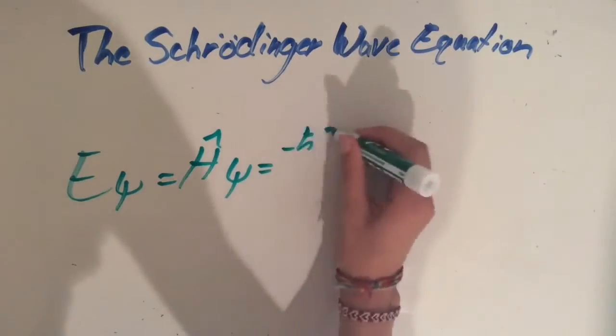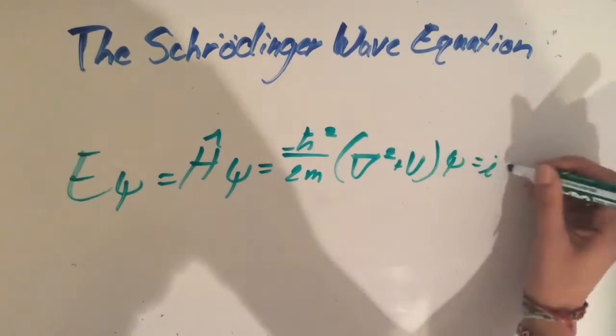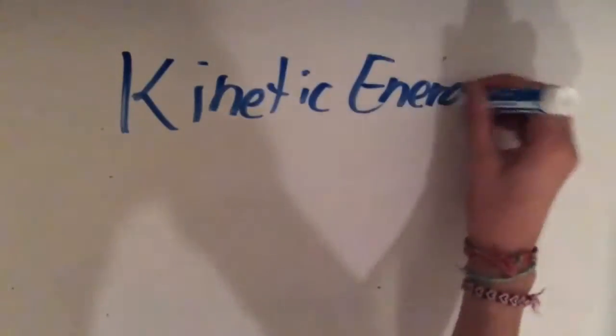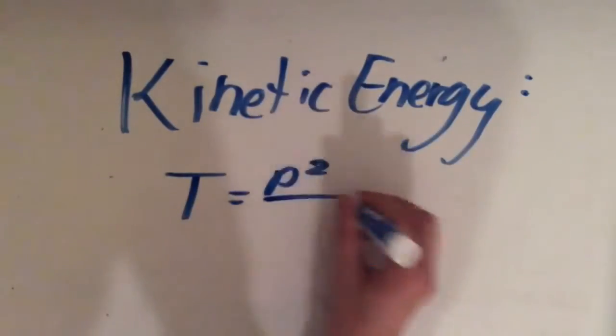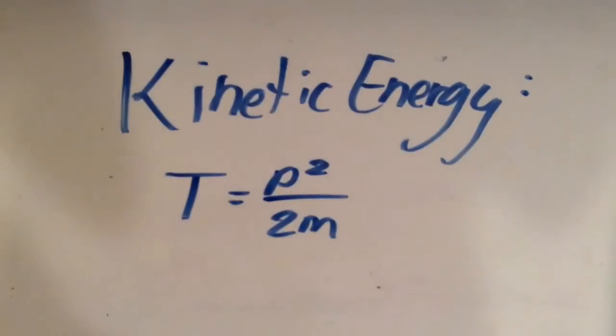So, this is the Schrodinger equation. Looks pretty complicated, right? Well, let's break it down. Let's first look at kinetic energy, which equals p squared over 2m, where p is the momentum and m is the mass of the object.